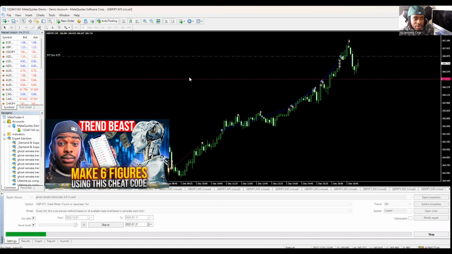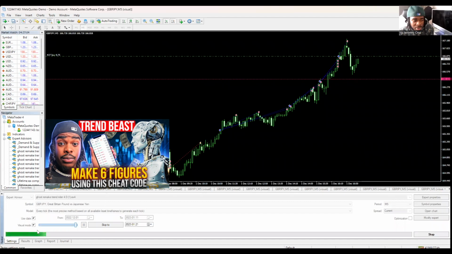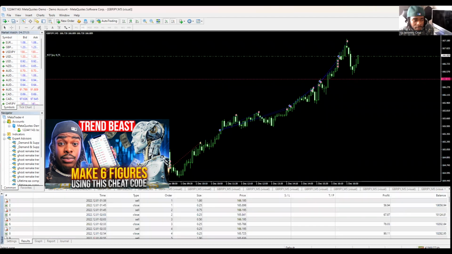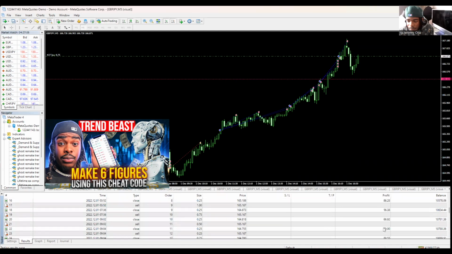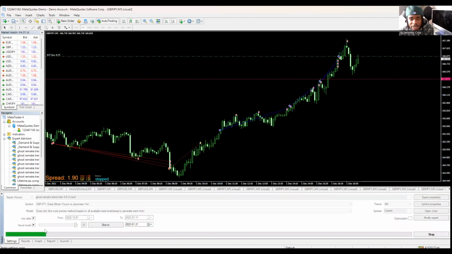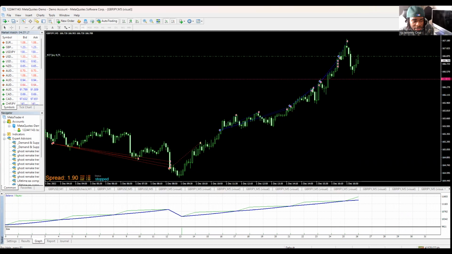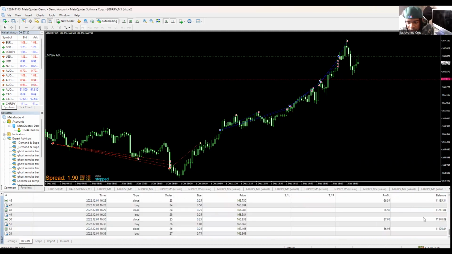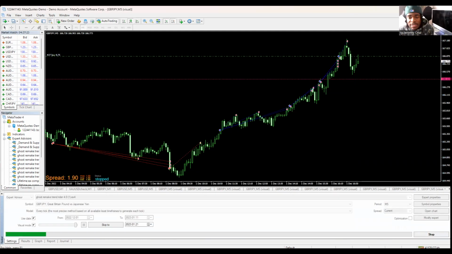So we catch all the moves when we use the Trend Beast bot. All right, and we are in profit. So that's how the Trend Beast works. But you guys see how it is securing the bag every 10 pips. What we can do is change one setting to make it secure money as soon as it's in profit. So let's do it.